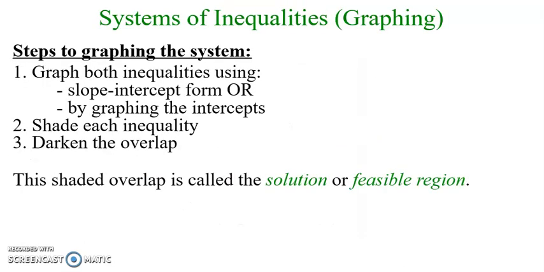So a couple more things here before we actually look at the graphs. When we're actually graphing the system, graph both inequalities. If it's not in slope-intercept form, convert it to that so it's easy to graph. Or if you don't want to convert it, you can just graph the intercepts and connect those 2 points. Then we want to shade our inequality. Make sure we've got our solid or dashed line, but shade above or below. And then wherever we have an overlap with our shading, just make sure to darken that so we know exactly where our solution is for our system. Okay, and that overlap is called the solution or feasible region.